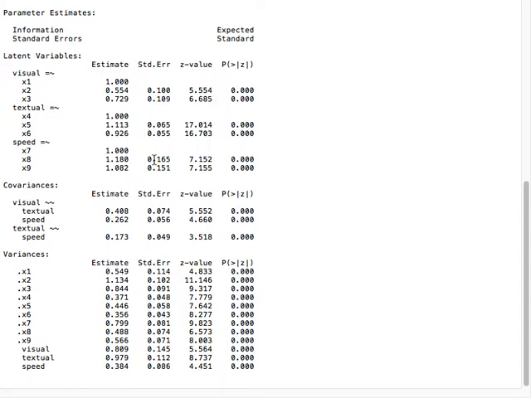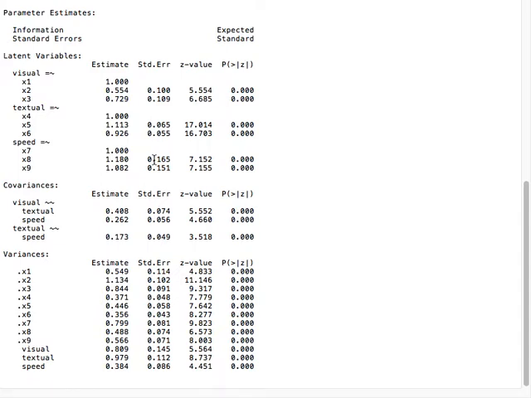The good thing is they're all highly significant, they're all loading in this way. Now these are unstandardized coefficients because I didn't ask for standardized coefficients. But you can tell already that all these loadings are significant. So all those arrows going to those latent constructs are significant.